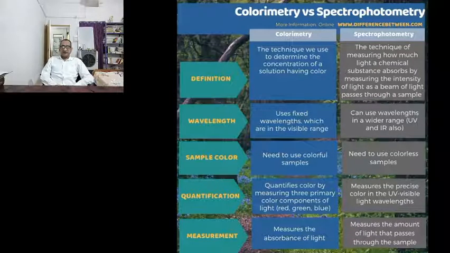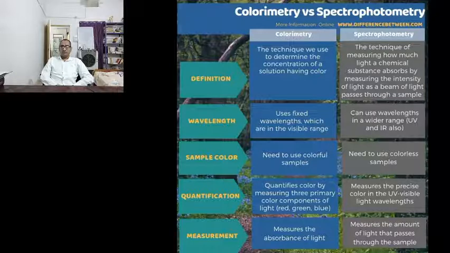Moreover, a significant difference between colorimetry and spectrophotometry is that a colorimeter quantifies light by measuring three primary color components of light, that is red, green and blue, whereas a spectrophotometer measures the precise color in human visible light wavelengths. Furthermore, a colorimeter measures the absorption of light, whereas a spectrophotometer measures the amount of light that passes through the sample. So this is also a difference between colorimetry and spectrophotometry.